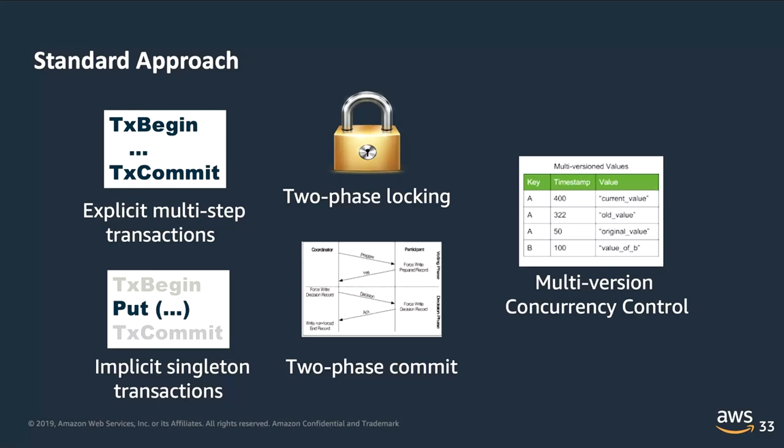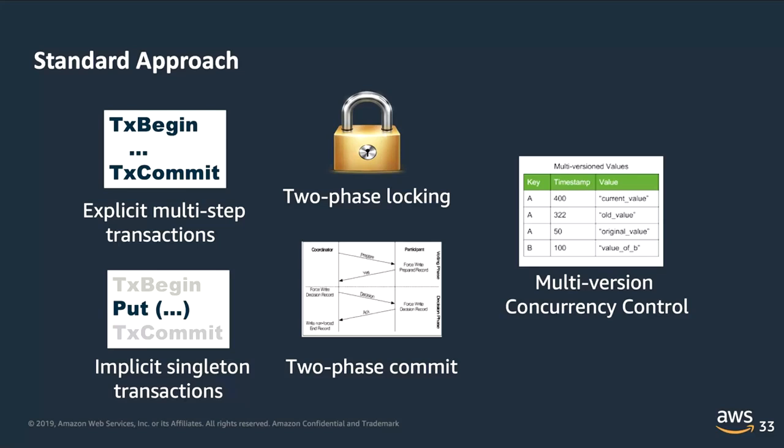That's what I meant by implicit singleton transactions. And the typical implementation uses two-phase locking. Again, we're just talking about standard approaches that existed in the market. It uses standard two-phase locking during the execution of the transaction and two-phase commit for completing the transaction. Some databases also store multiple versions of an item, so that multi-version concurrency control can be used to provide snapshot isolation.